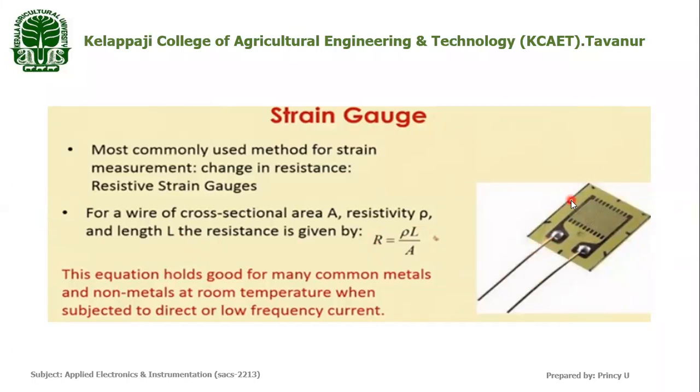It's a strain gauge. We can use just a wire foil which is attached to a metal backing or paper backing, and we attach or bond the strain gauge to a material whose strain is to be measured.